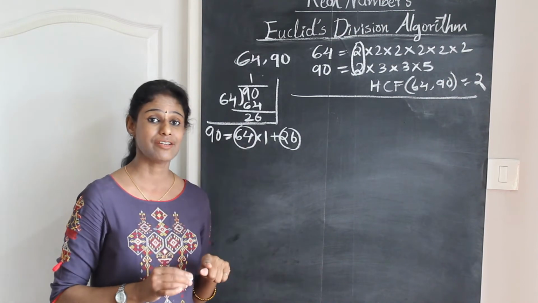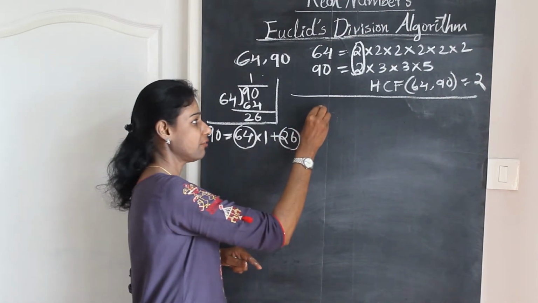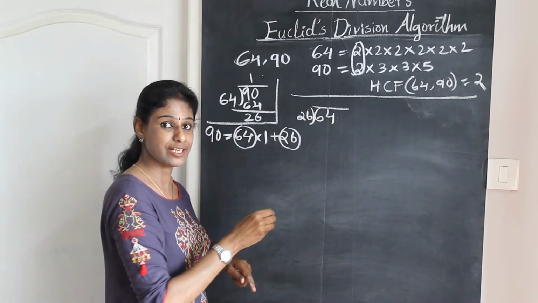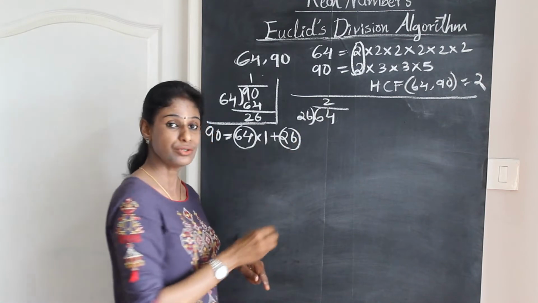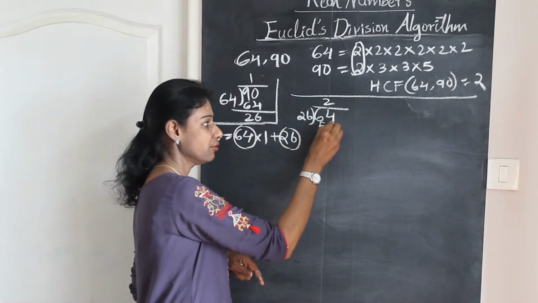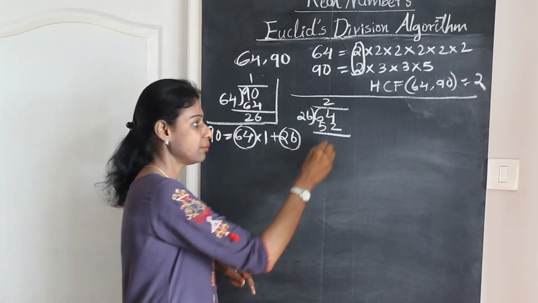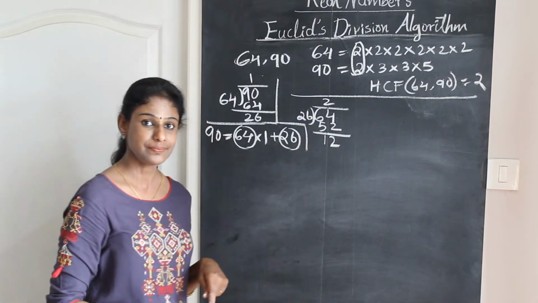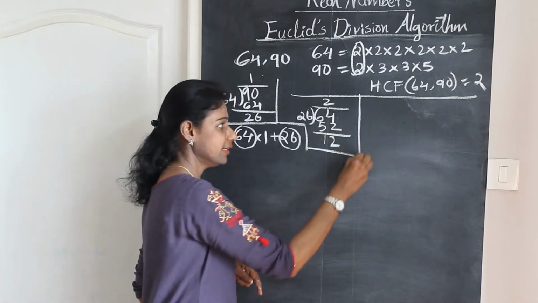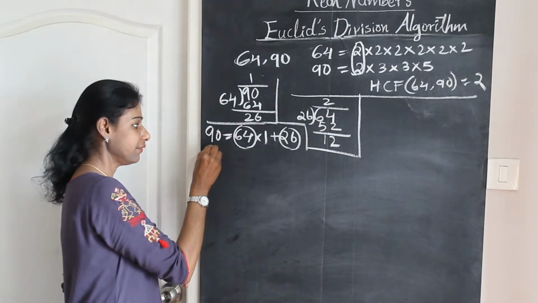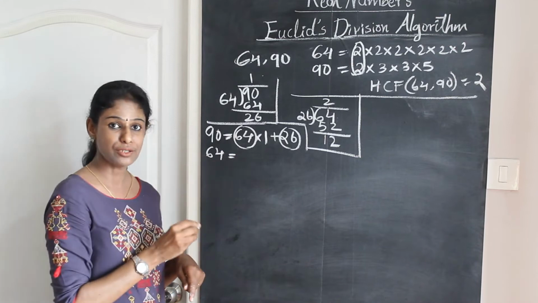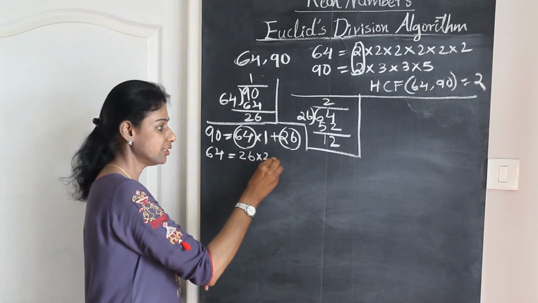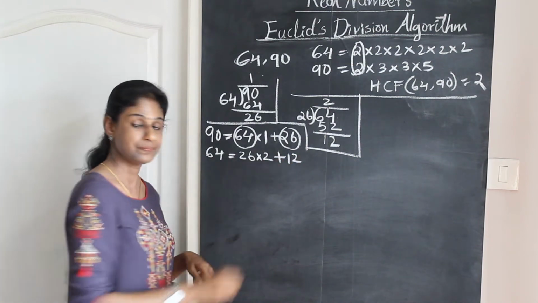Divide this 64 by 26. So 64 divided by 26. How many times? 2 times. So 2 times 26 is equal to 52, and the remainder will be 12. 12 is the remainder. Now again you write the dividend. Here the dividend is 64, is equal to divisor multiplied by the quotient plus the remainder.